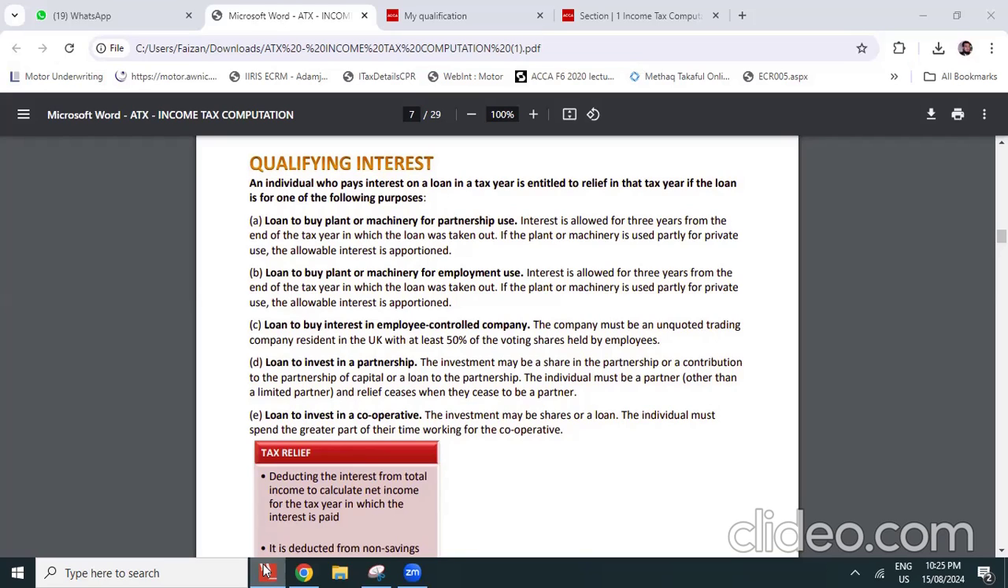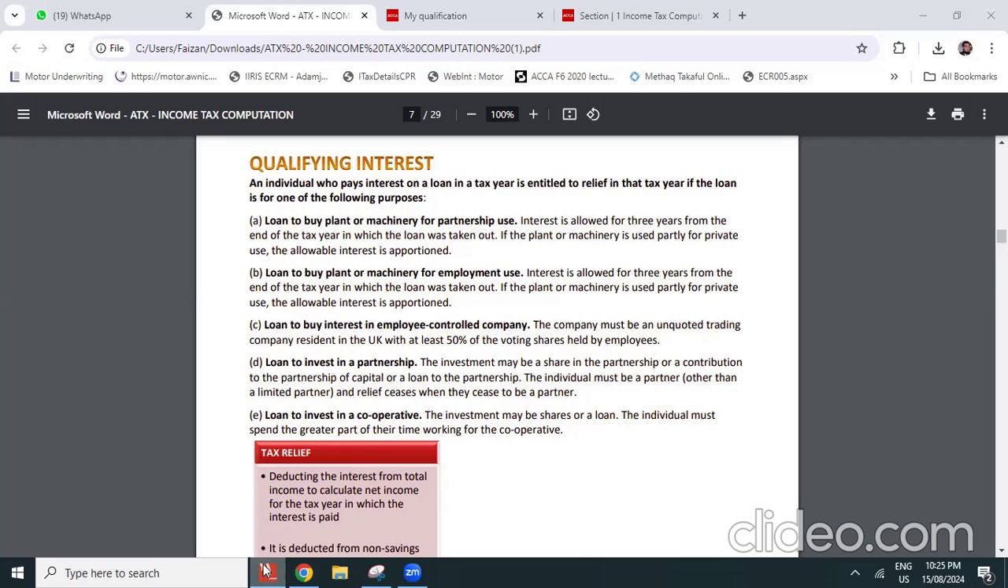Any problem? No, sir. Here in TX or ATX, never think that the examiner is going to ask you to define a cooperative society. The examiner is not going to ask you this. He is not crazy. He has a lot to ask.